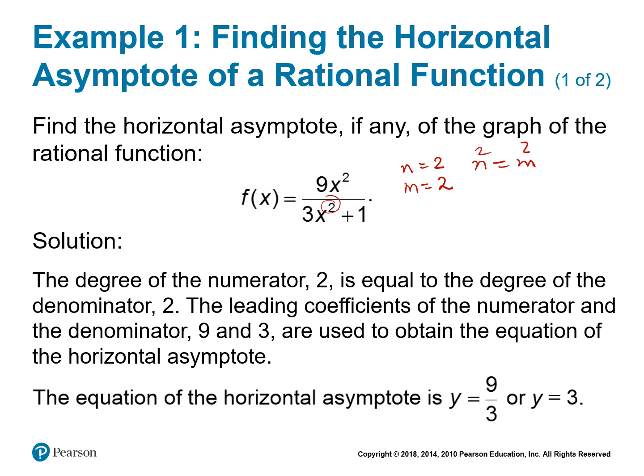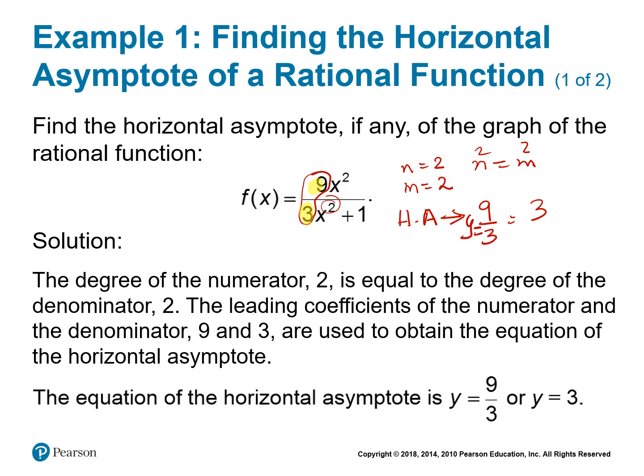Both are 2. Therefore, the horizontal asymptote is going to be the ratio of the coefficients of the leading terms. So 9 divided by 3. The horizontal asymptote is going to be 9 divided by 3. When simplified, it's going to be 3. So the horizontal asymptote is going to be at y equals 9 divided by 3.